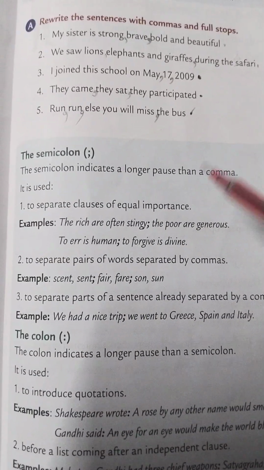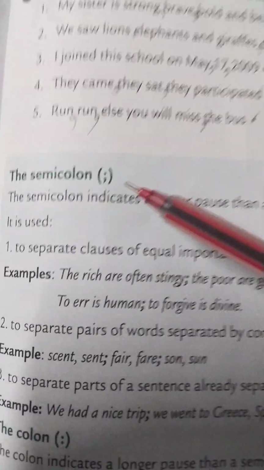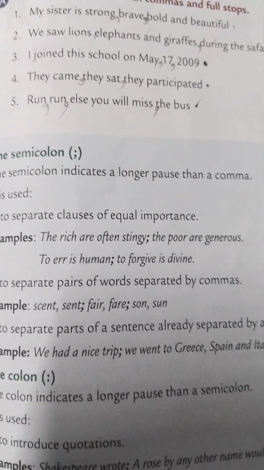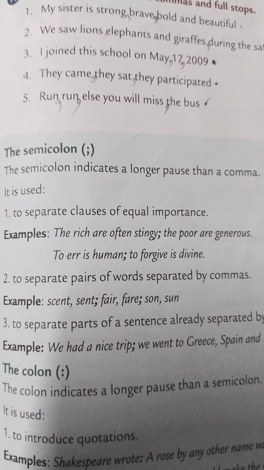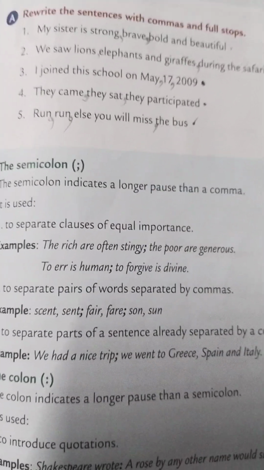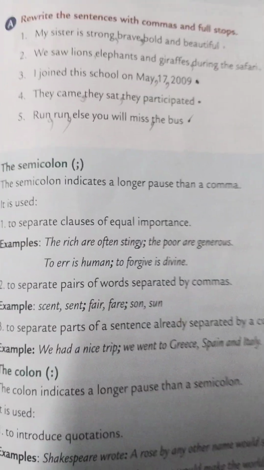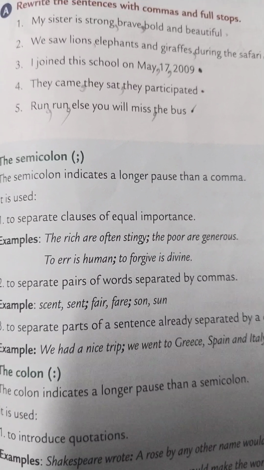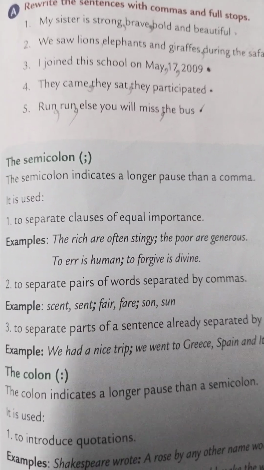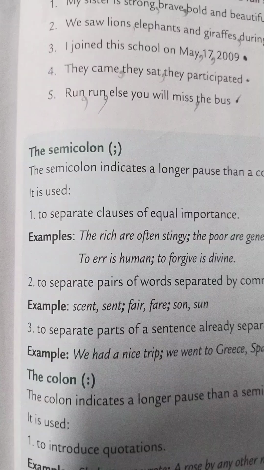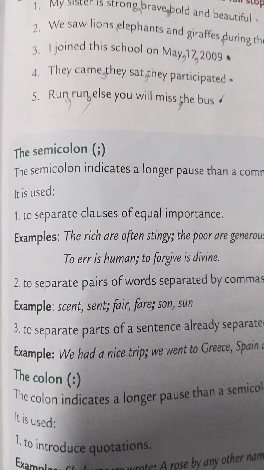the punctuation marks. Now, semicolon, you can see this is the semicolon. Where do we use the semicolon? The semicolon indicates a longer pause than a comma. So when in a sentence, children, we want a longer pause as compared to the pause required for a comma, then we use a semicolon. Now where to use it? To separate clauses of equal importance.